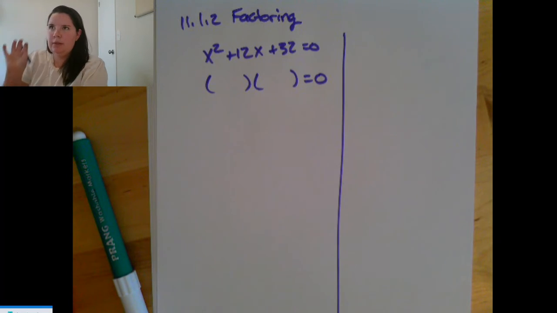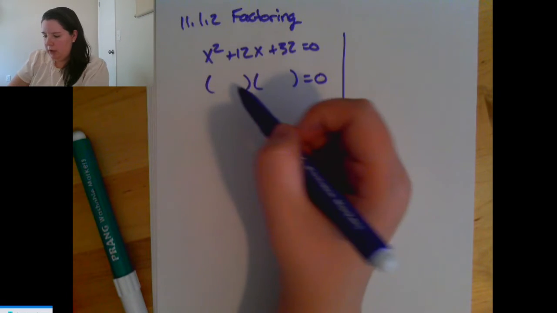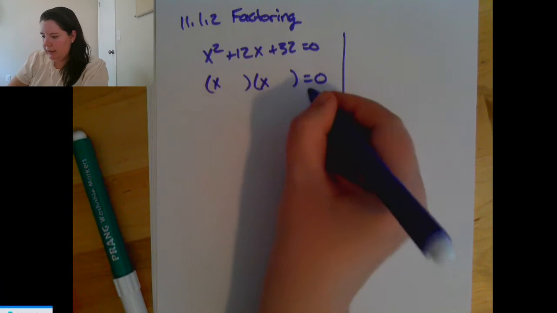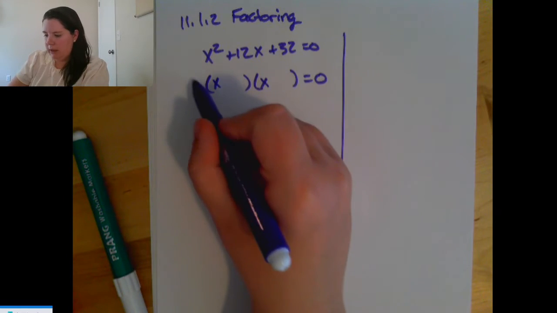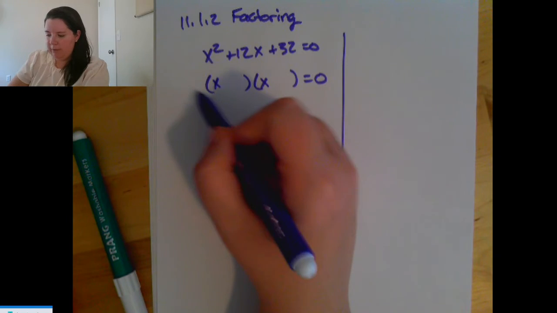Factoring leaves us with the pieces that are multiplied by each other, which I'll point out later how that's really useful. So, in your previous work, you were given something like this and told to multiply it out to get here. Now we're working backwards. We have standard form, we want factored form.